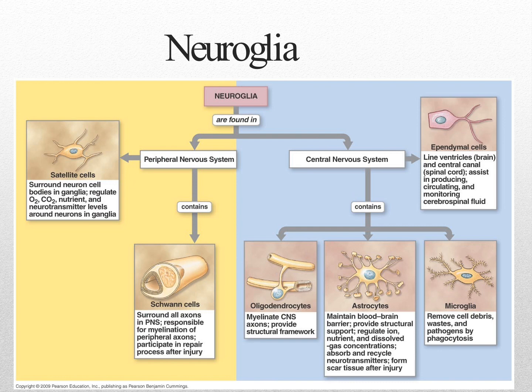Then we also have the microglia. You can pronounce it both ways. This is the immune system cell, or macrophage, of the central nervous system, and it removes cell debris, wastes, and pathogens by phagocytosis. It gobbles them up by phagocytosis. We all know what that is.